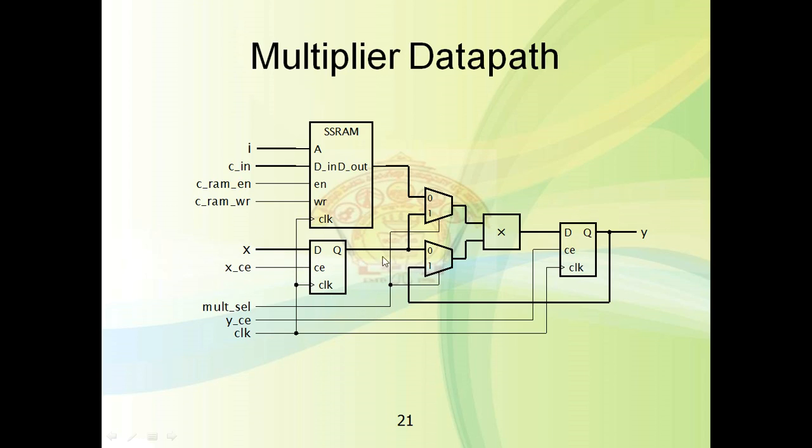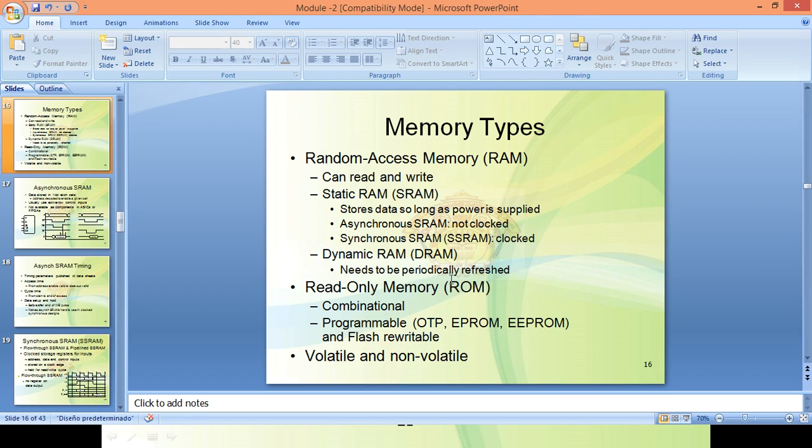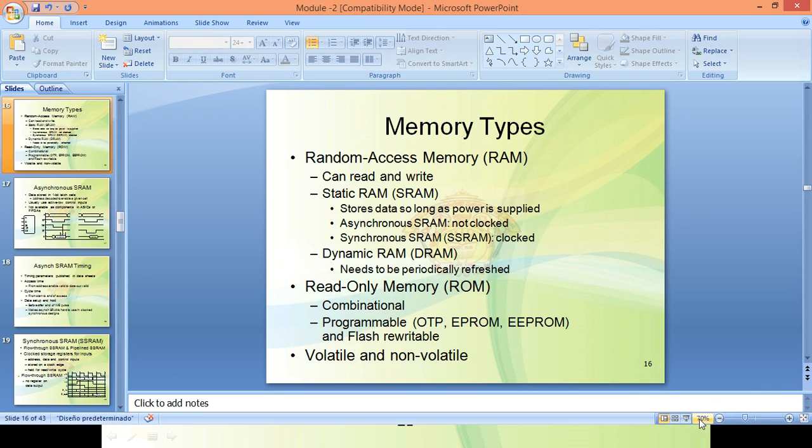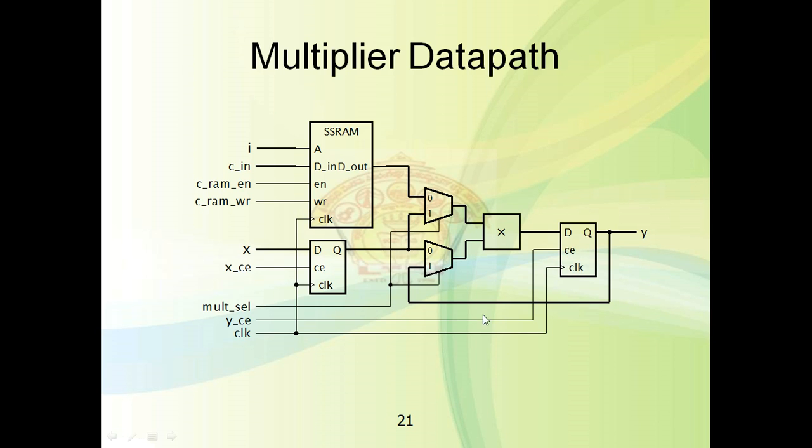We require one more control signal. We have to select either this data or this data, so for that we require a selection line, the multiplexer select. We also require the output register chip enable, that is Y chip enable, and the clock signal for the SRAM and all the registers.